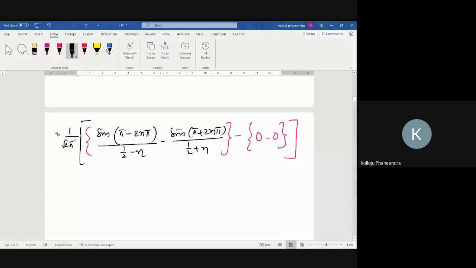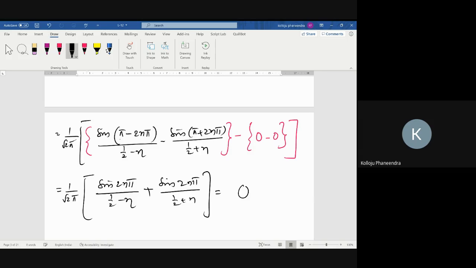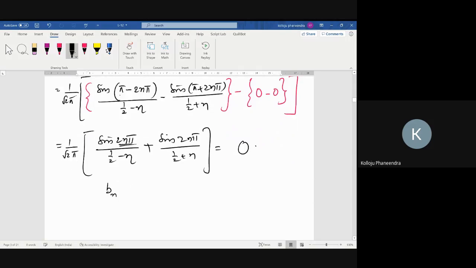Now simplification: 1 by root 2 pi, sine pi minus theta is sine theta, so sine 2n pi by 1 by 2 minus n. This is also sine pi plus theta, minus sine 2n pi by 1 by 2 plus n. Anyway, what is the sine n pi value? 0. Sine n pi value is 0, so Bn becomes 0. Bn equals 0 for all n, for all positive integers.